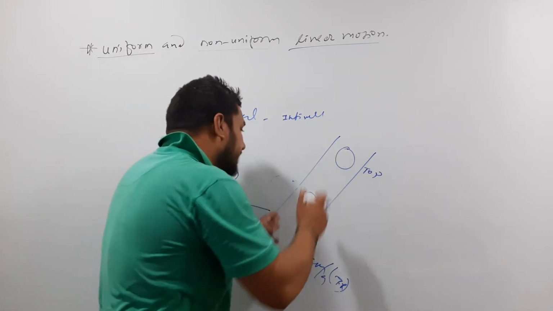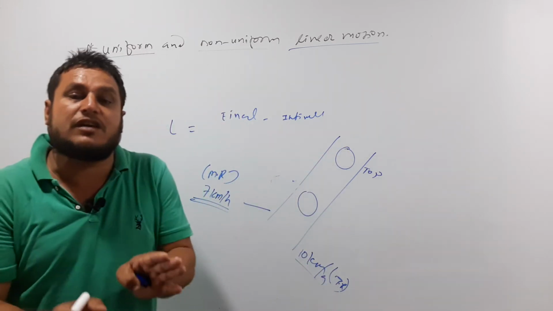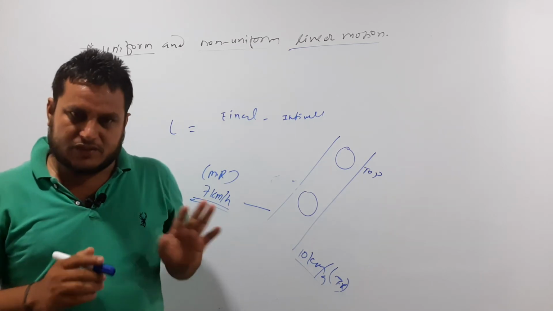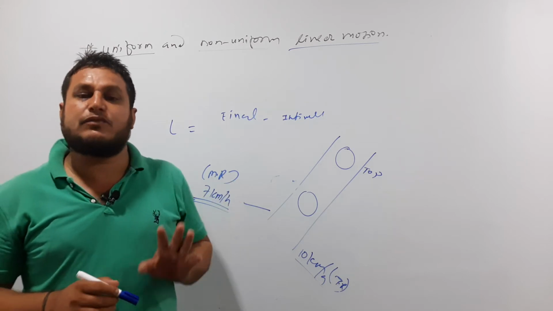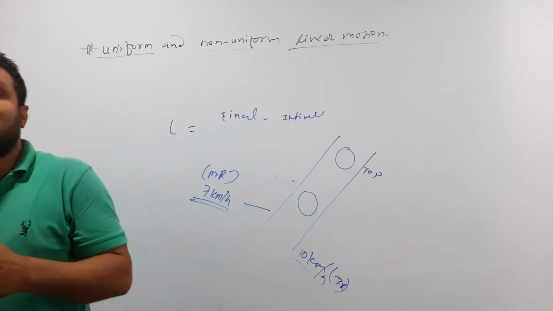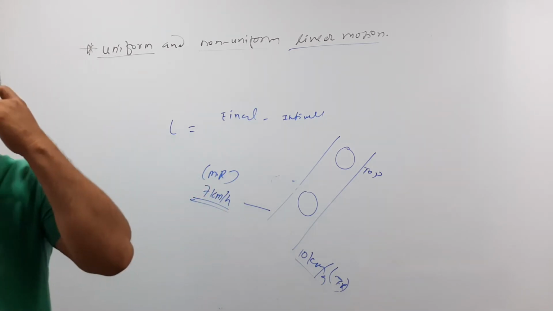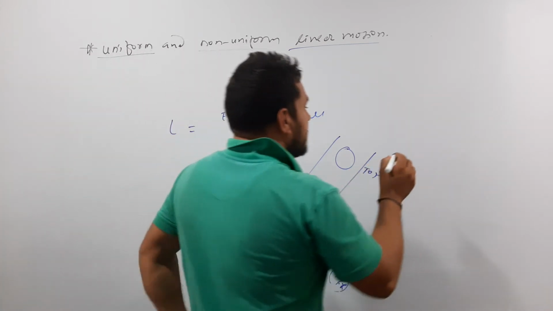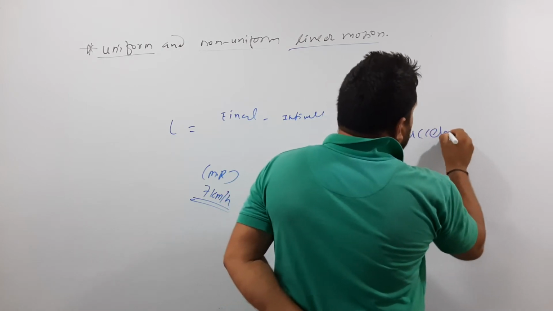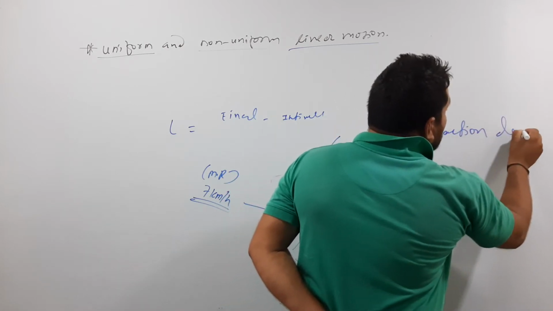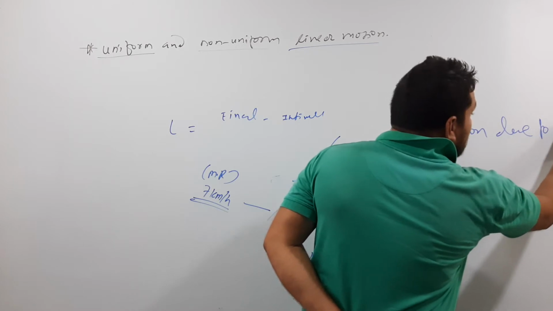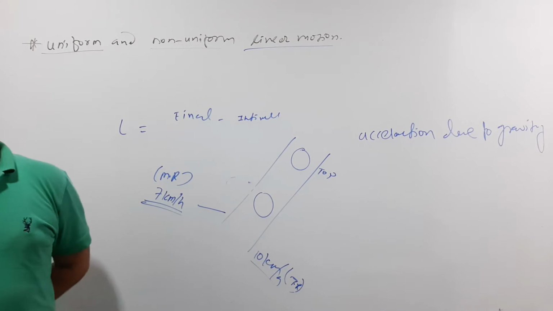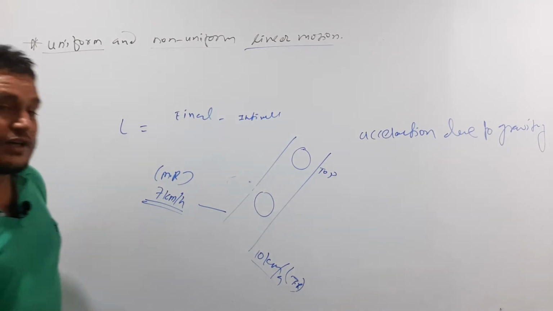Why are these two speeds of the ball, the velocity of the ball, different? Are you getting my question right now? Then tell me, what is the reason for the varying speed or varying velocity? It is just because of acceleration due to gravity. The only reason behind that is acceleration due to gravity.